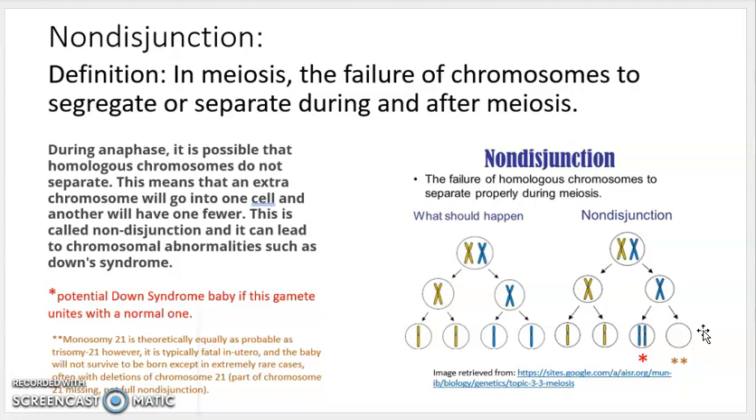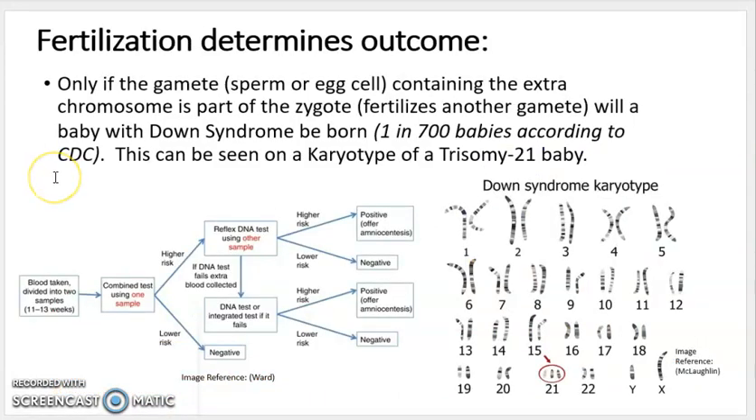It's another chromosomal anomaly characterized by the absence of all or a portion of chromosome 21, which, like I said, typically results in a miscarriage. Fertilization determines the outcome. Only if the gamete containing the extra chromosome is part of the zygote will a baby with Down syndrome be born. This happens in 1 in 700 babies, according to the CDC.